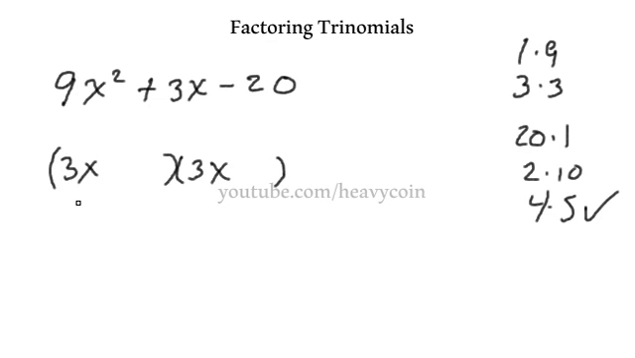Alright, so I've decided to use 3 times 3, and I think we're going to use 4 and 5. We'll use that one. And so 4 times 5 has got to be 20, or a negative 20. So one of these is going to have to be minus.